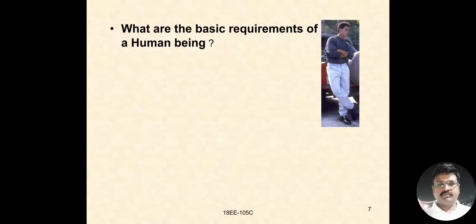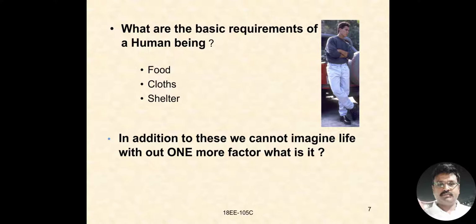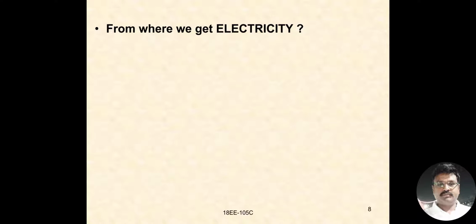What are the basic requirements of a human being? They are food, clothes, shelter. These are the basic requirements. In addition to these, we can't imagine life without one more factor. What is it? Yes, that is electricity. That much of importance it has. From where do we get electricity?